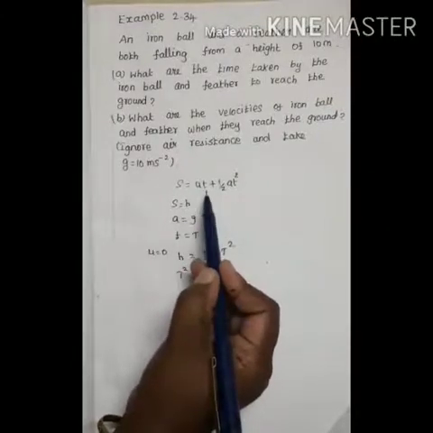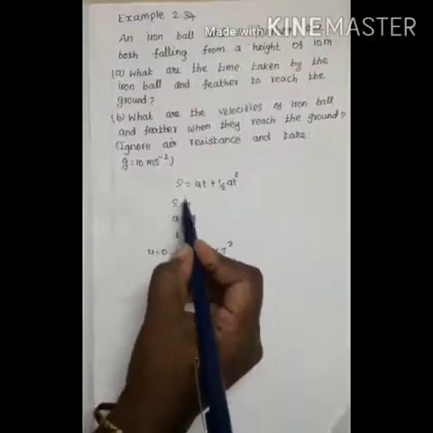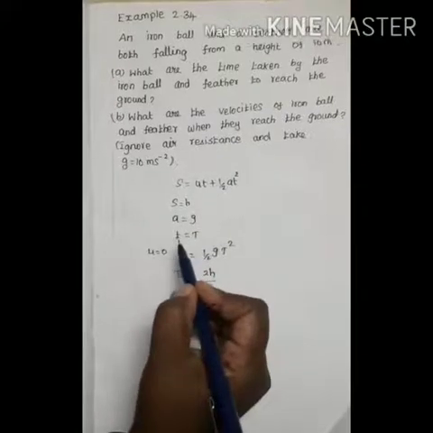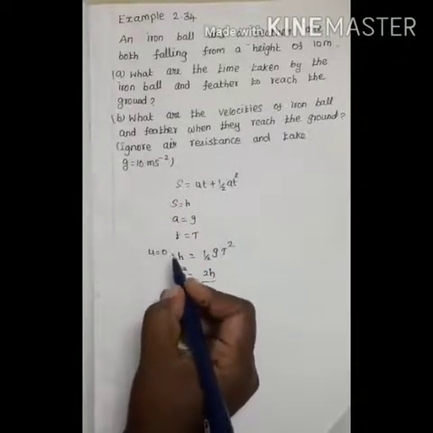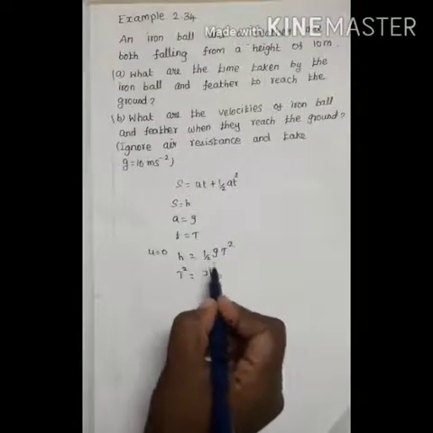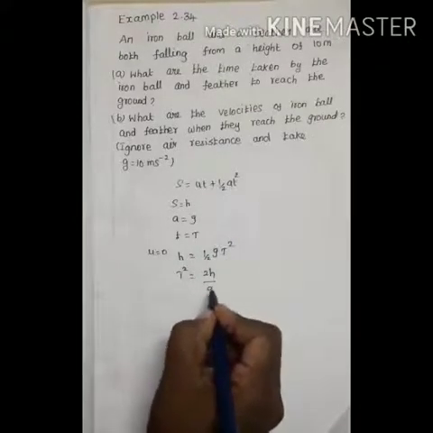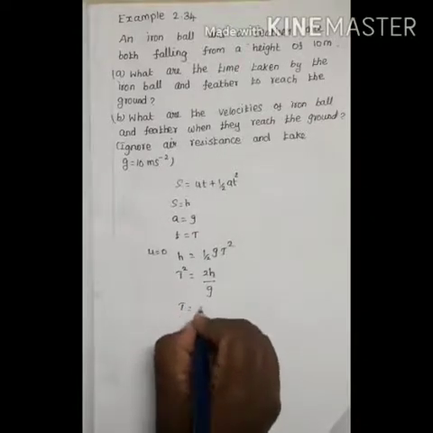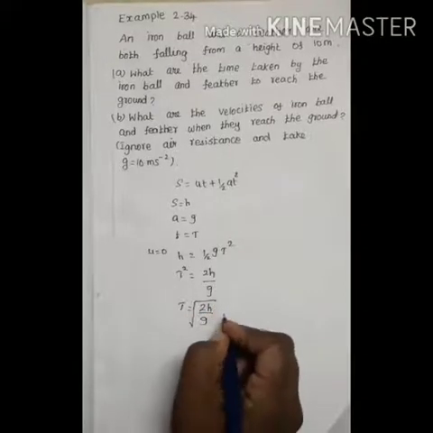According to the second equation of motion, s is equal to ut plus half a t square. In this problem, s is taken as h, a is equal to g and t is equal to capital T. The initial velocity u is equal to 0. Therefore, these values are substituted in the above equation. Therefore, h is equal to half g t square. To find the value of t, t square is equal to 2h by g. Therefore, t is equal to the square root of 2h by g.